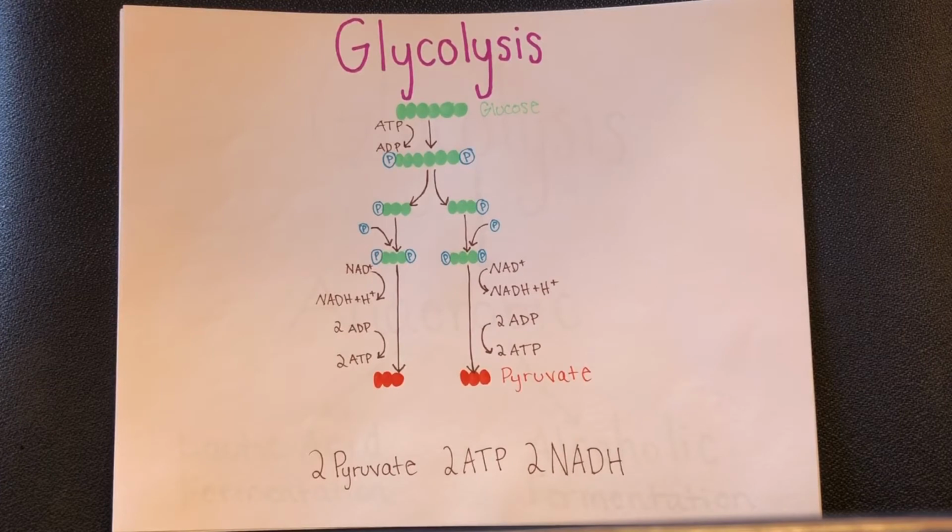Finally, substrate-level phosphorylation occurs when each 3-carbon molecule gives up a phosphate. ADP becomes ATP, and the new molecule formed is pyruvate. In the end, there is a total yield of 2 pyruvate, 2 ATP, and 2 NADH for 1 glucose.